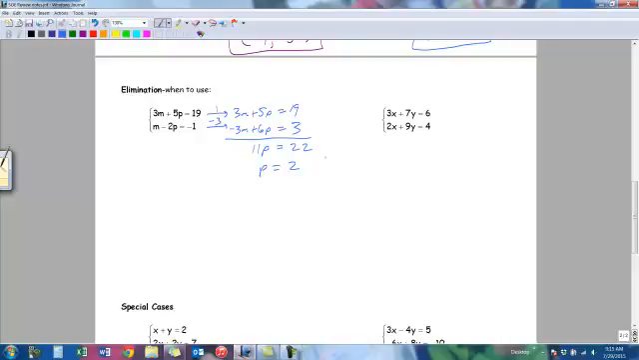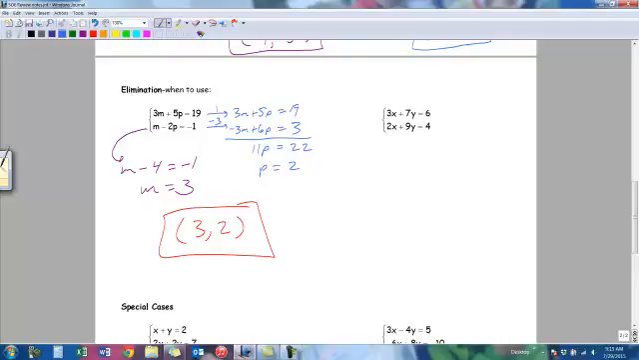Now again, we got to go back and find m. We could go to the top or bottom. In this case, I'm going to use the bottom. M minus, well, 2 times p is also 2, so it'll be 4, is equal to negative 1. M is 3. So our final answer here is, now if it's not in x, y, put them in alphabetical order. L, M, N, O, P. So it's going to be m, p. So 3, 2 is our final solution.